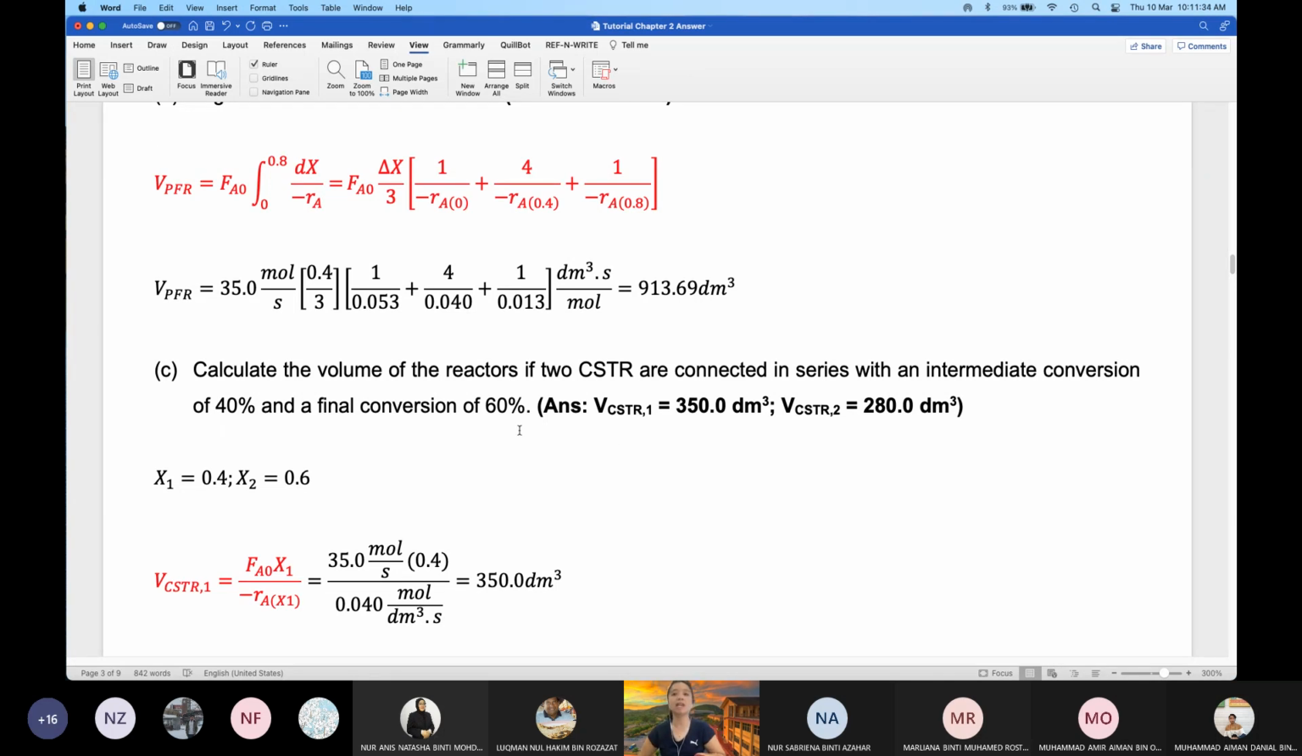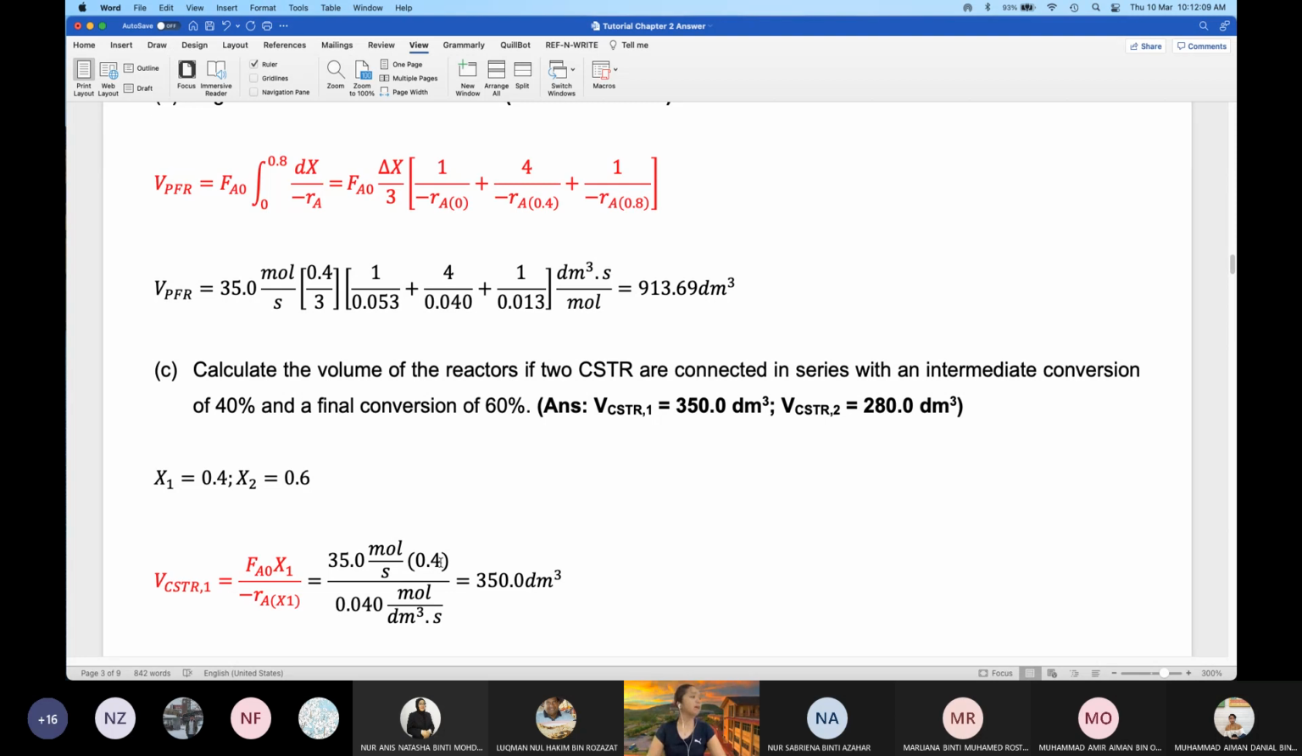Okay, sekarang soalan dah berubah sikit sebab sekarang saya ada dua reaktor. Reactor tu connected in series and first reactor dia achieve intermediate conversion 40%, 0.4 means X1 0.4. Means dalam reaktor pertama, dia convert daripada 0 to 0.4. X1 0.4. Dalam second reactor, final conversion 60%. X2 0.6. Means dalam reaktor kedua, dia convert daripada 0.4 kepada 0.6. X1 0.4, X2 0.6. They want us to find the volume.